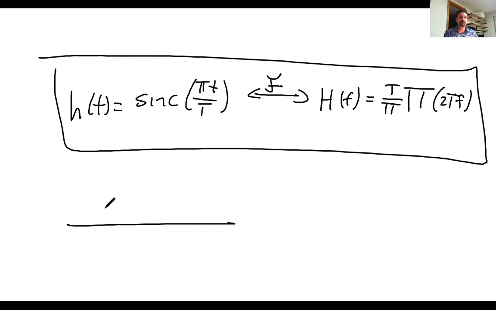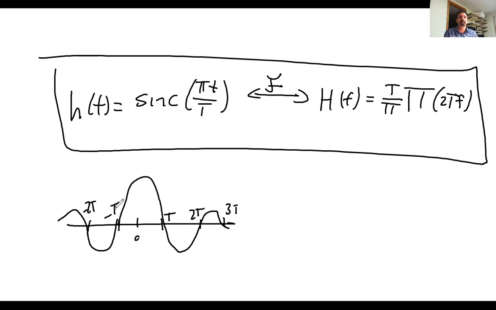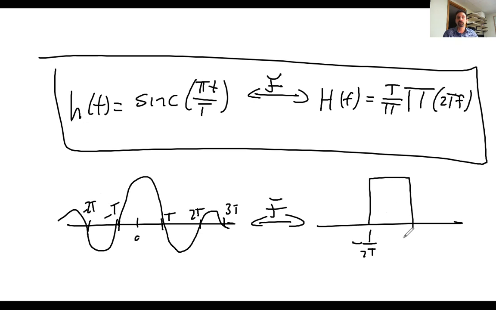So this looks like what I just drew, with 0, T, 2T, 3T, minus T, minus 2T, and so on and so forth. Its Fourier representation looks like this: minus 1 over 2T and 1 over 2T, centered at 0. Okay? So that is pretty darn awesome.